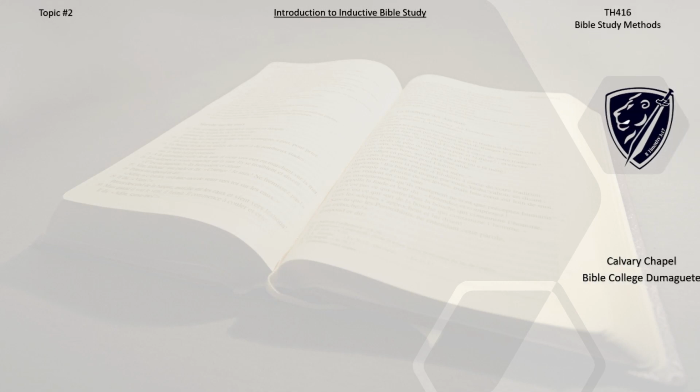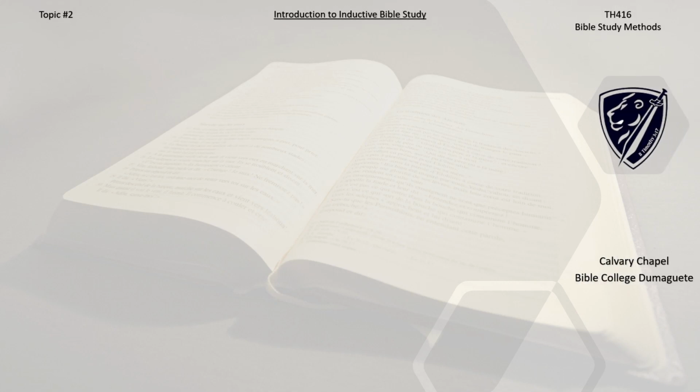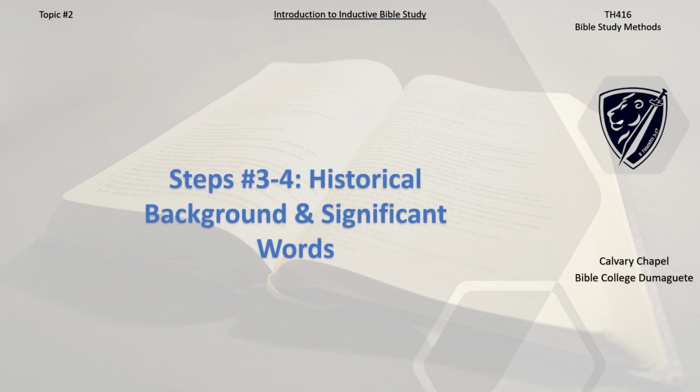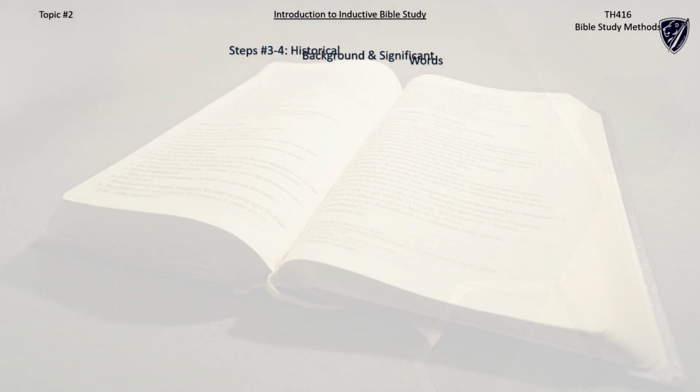As we continue on in week number 2, or in topic number 2, excuse me, let's look at steps number 3 through 4, which are the historical background and significant words. Now, these steps are helpful. I wouldn't consider them the most important part of this process, but they can be very helpful, especially depending on the type of book that you're looking at. And so let's go ahead and look through these steps.